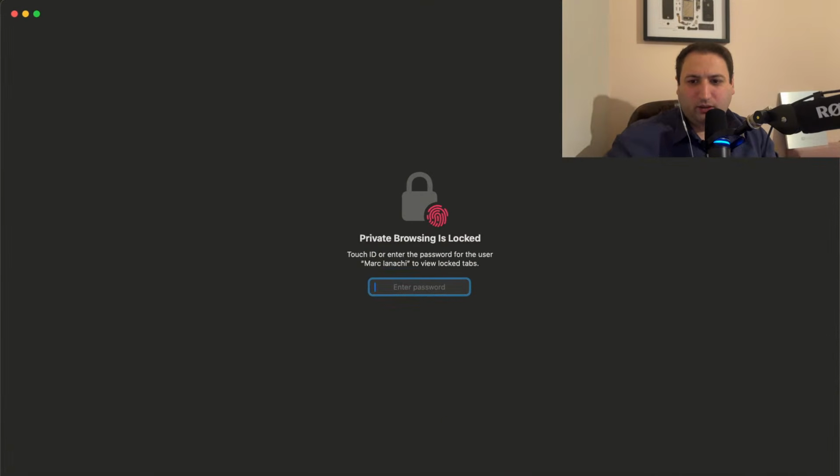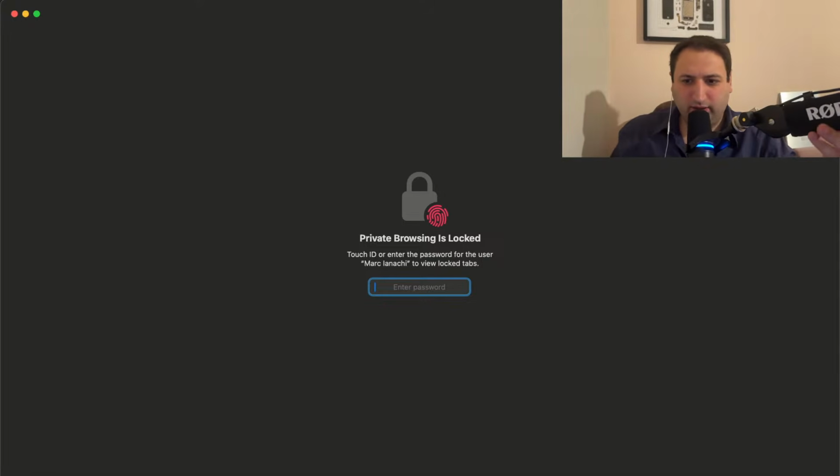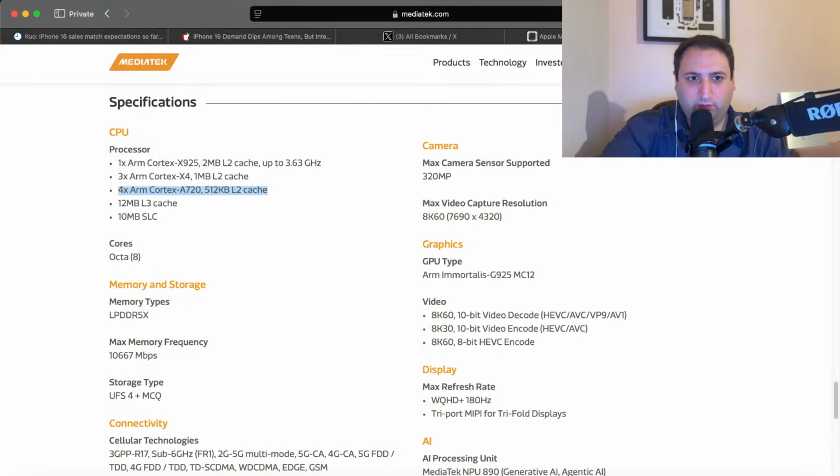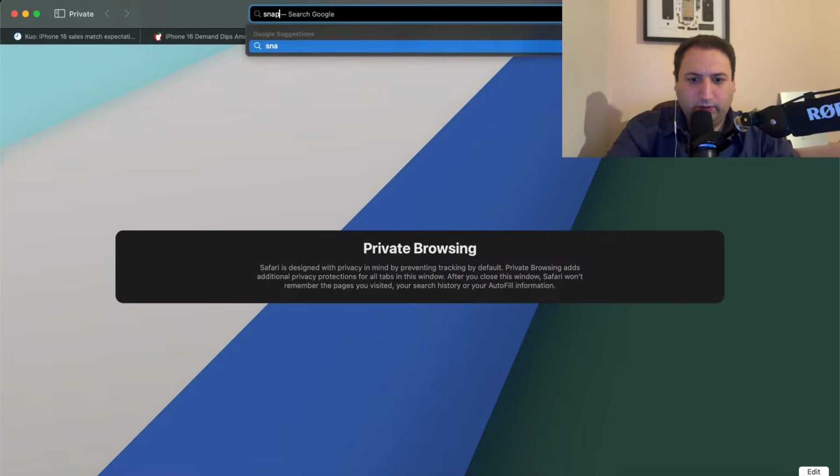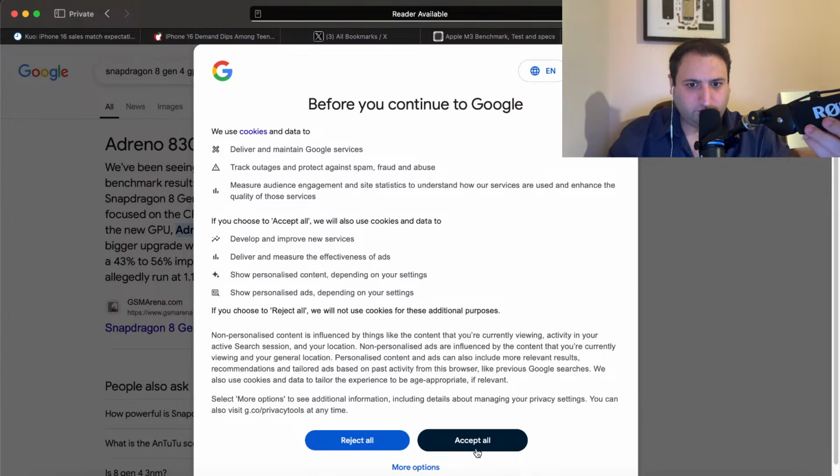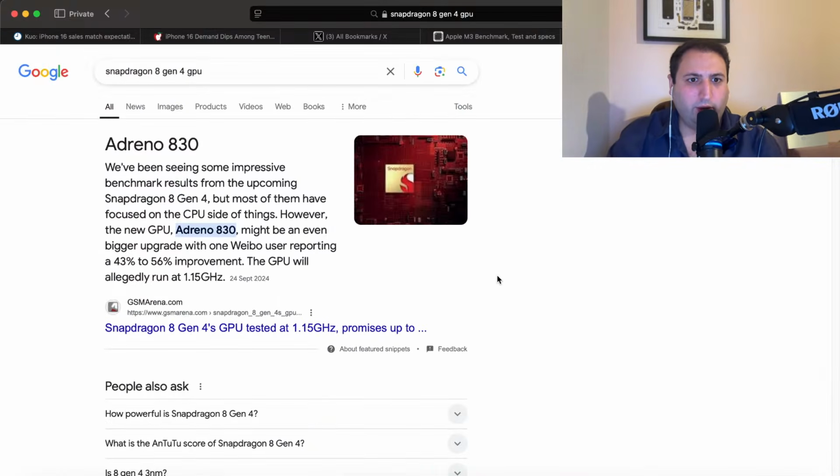Do we know what GPU is going to be used in the Snapdragon 8 Elite? Snapdragon 8 Gen 4 GPU. It's going to use the Adreno 830. Okay, so it's gonna be interesting what the difference will be for the 8 Gen 4. They did promise some pretty crazy upgrades, like the leaks have promised thus far.